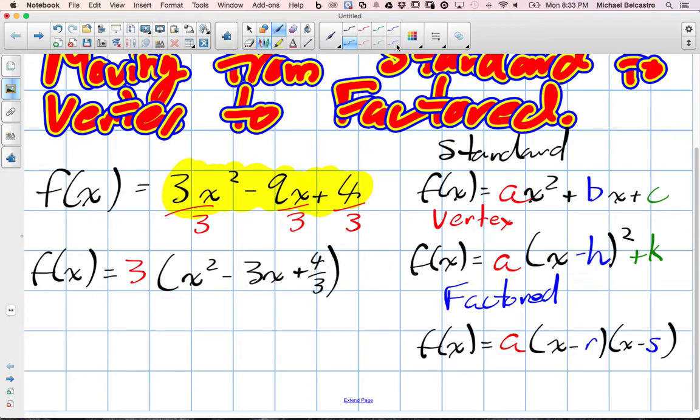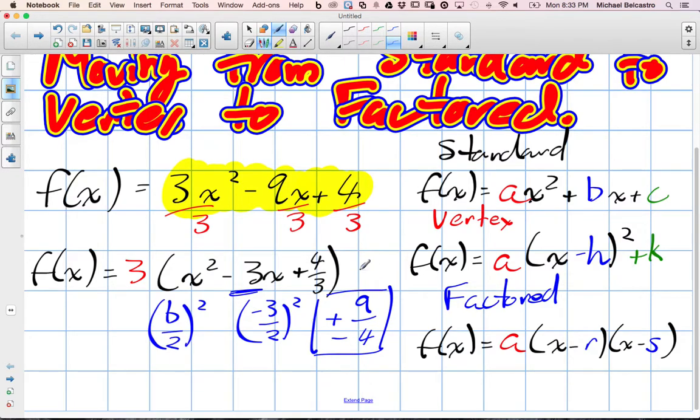Okay. Now we have what's considered our new b value. And a lot of times what they ask you to do with our new b value is to divide it by 2 and square it. So our negative 3, when we plug that in, we get negative 3 over 2. Okay? And instead of making that a decimal, I'm just going to square the fraction. So we're going to get 9 over 4. And that value we're going to add and subtract within those brackets.